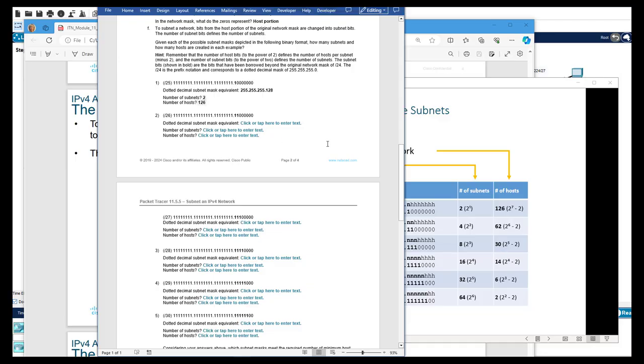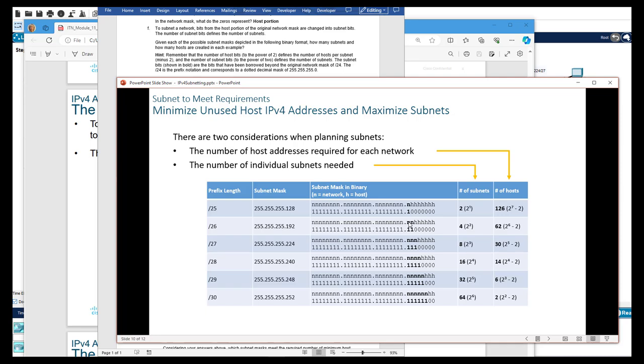At /26 in the next scenario, 255.255.255. Then we look at, this is 128, this position is 64.